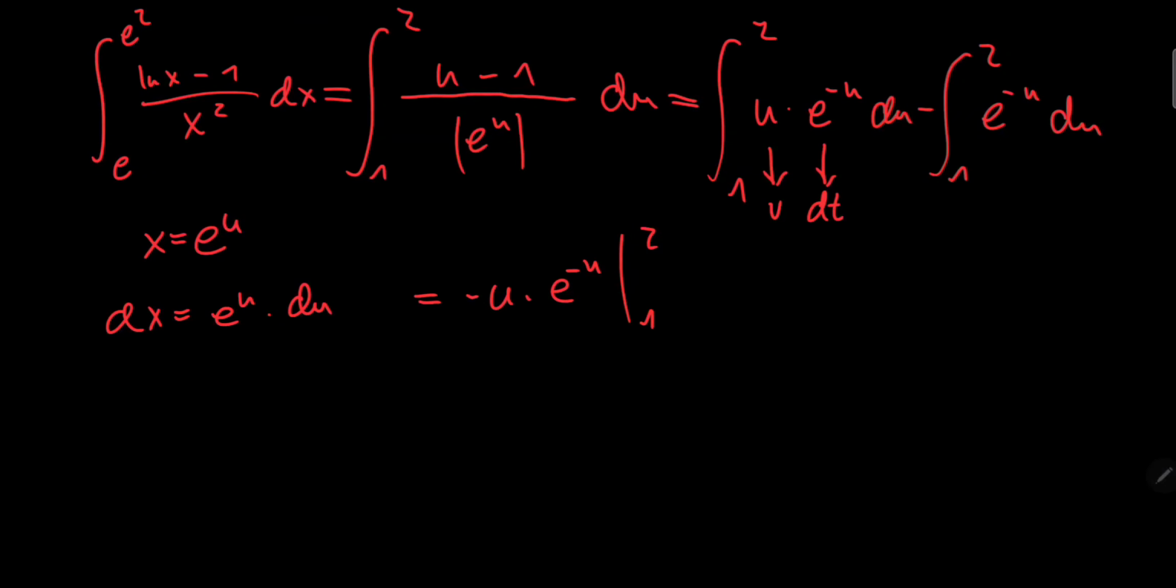And we are just left with an easy to evaluate expression. And if you plug in 2 and 1 and do the algebra, you get that this is in fact equal to e minus 2 over e squared. And we are done.